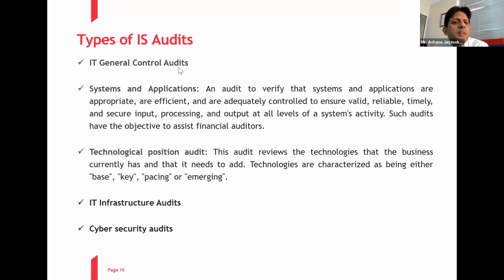So these are some of the types of IS audits that are there. You can do IT general control audits, system and application audits, technology position audits. This looks at your technology footprint, right? What technologies do you use in your business which are critical? And then you can identify whether those technologies are base, key pacing, or emerging technologies, right? Then IT infrastructure audits, where you look at your IT hardware, servers, etc., and see whether they have sufficient capacity to be used for the next few years, right? And you identify gaps and see what requires to be replaced.